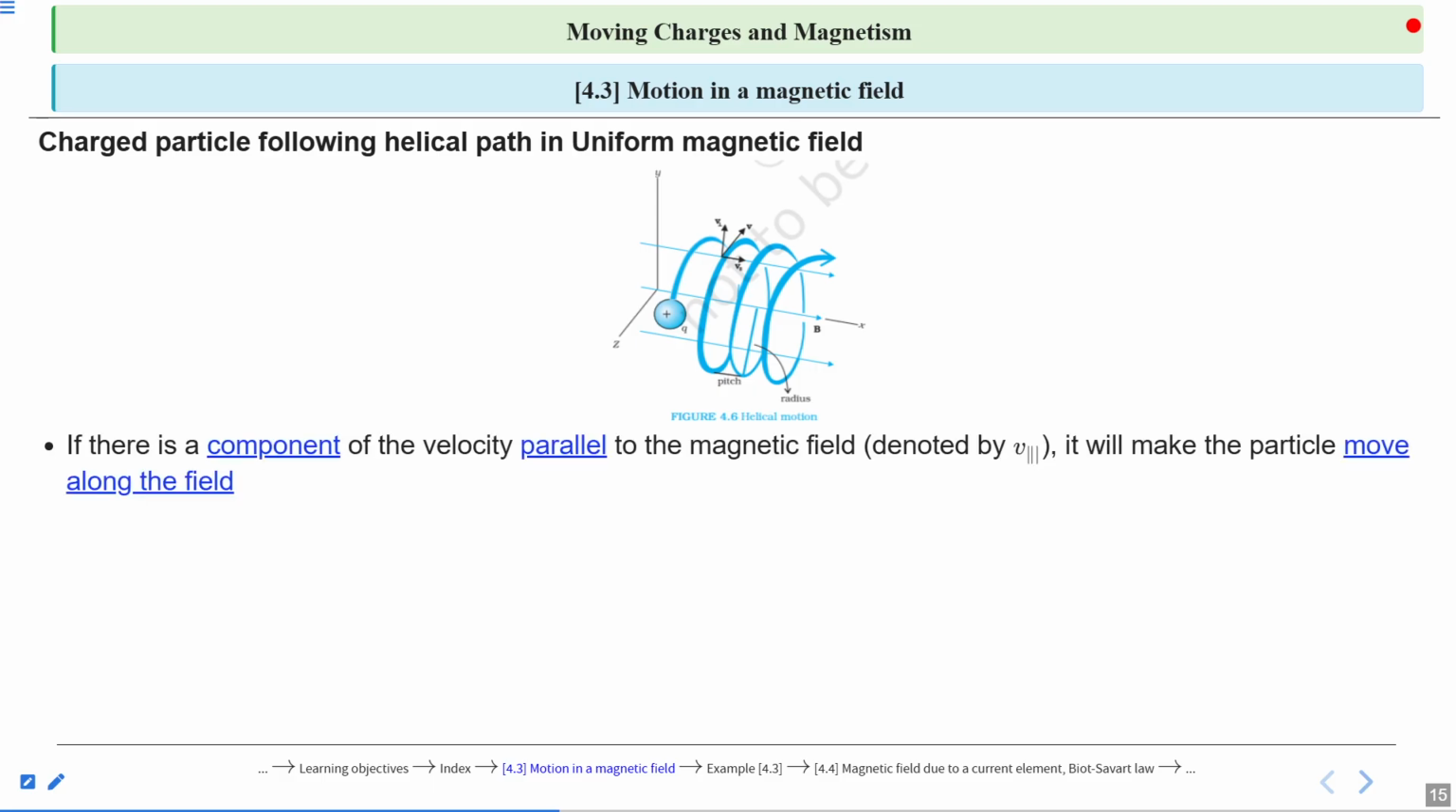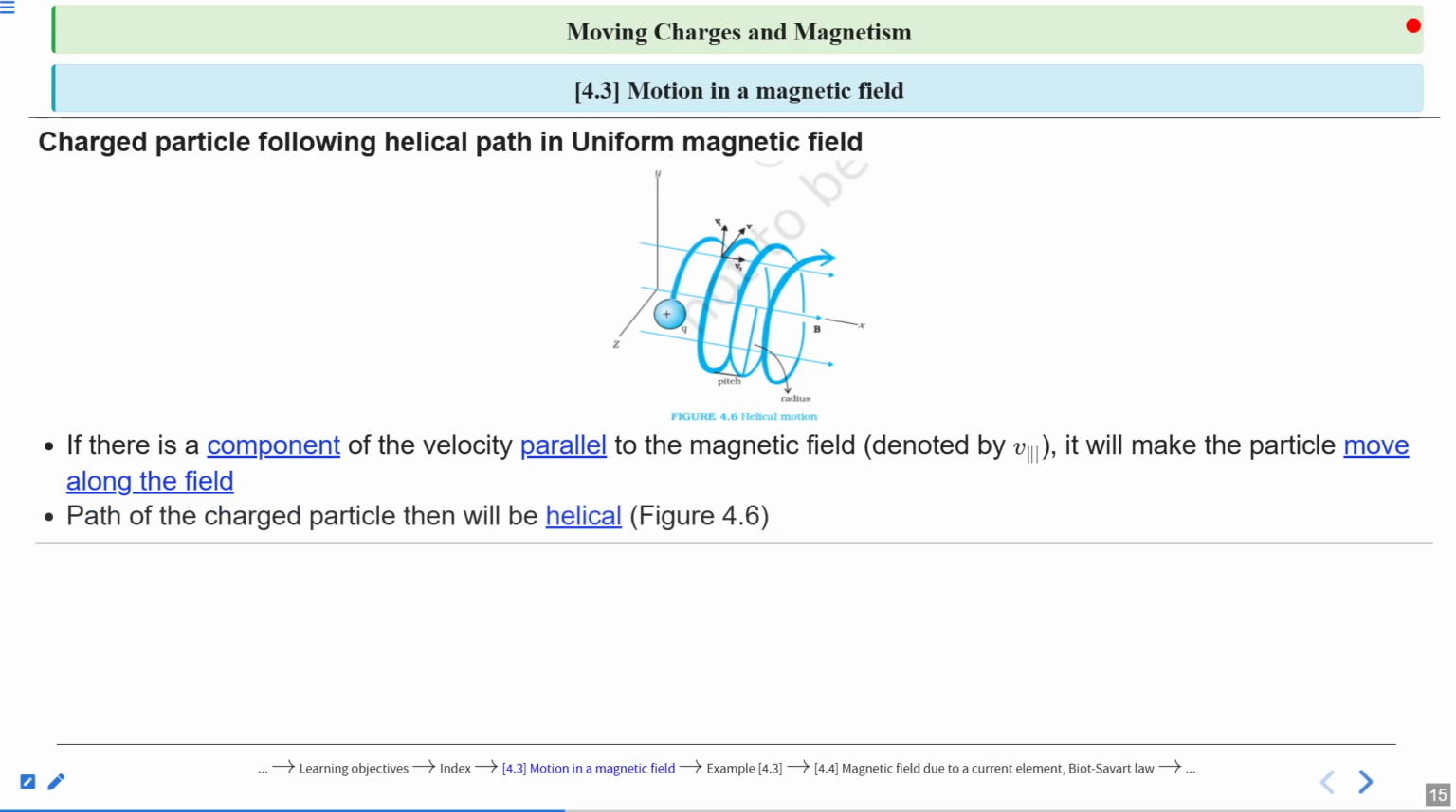If there is a component of velocity parallel to the magnetic field, denoted by v parallel, it will make the particle move along the field. So the path of the charged particle then will be helical. It is not perfectly circular. You can see this in figure 4.6 also.